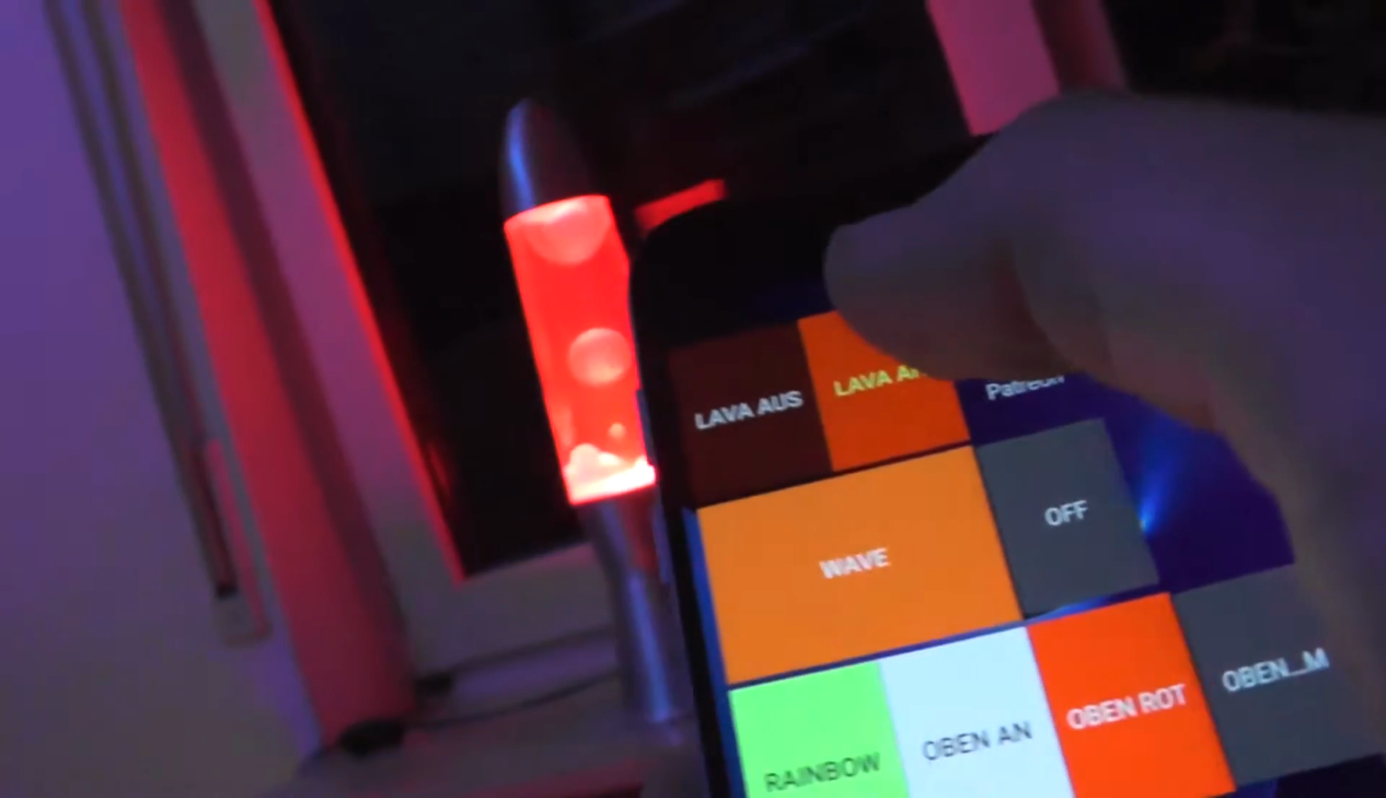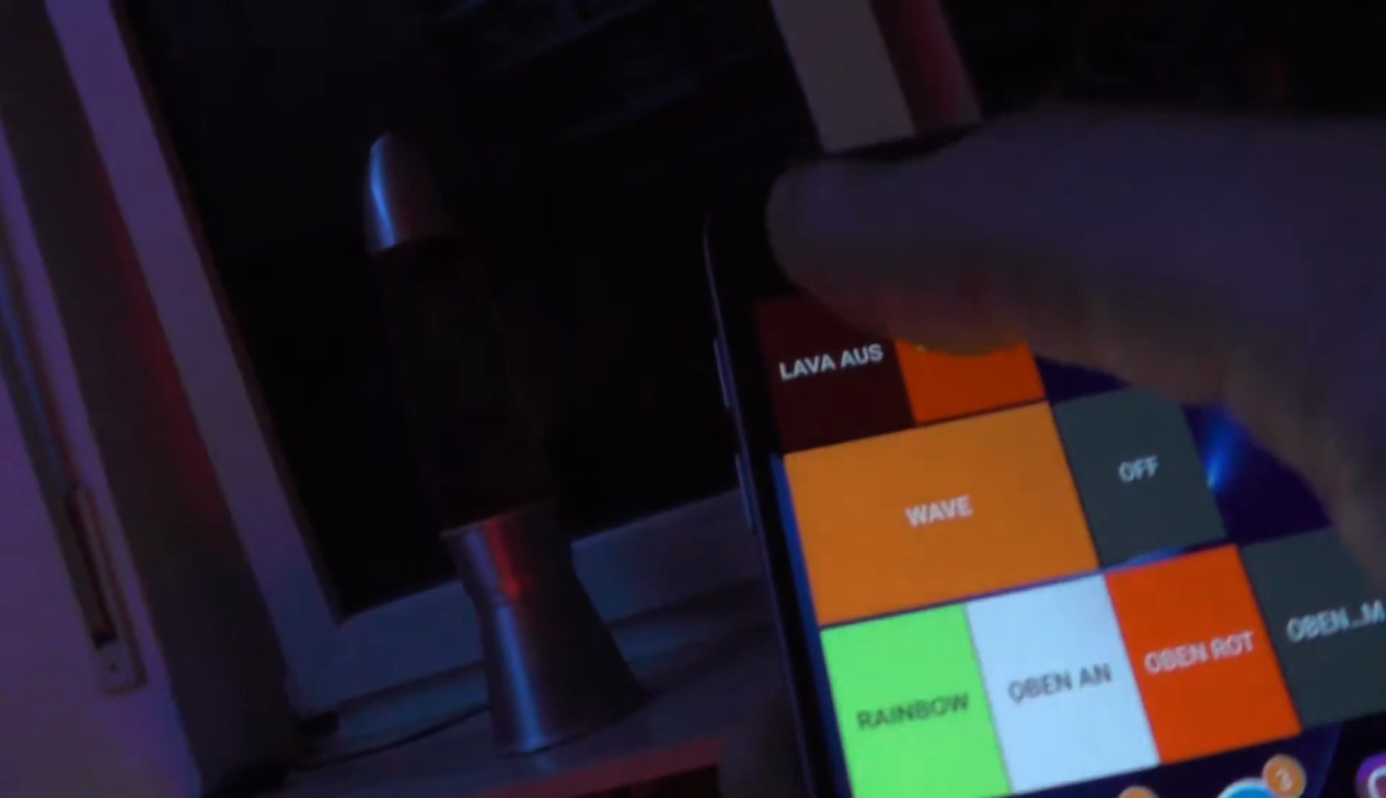Hi, this video shows the setup which was used to switch on my lava lamp in my recent home automation video. The lava lamp is running on mains voltage, so I needed something to switch it.